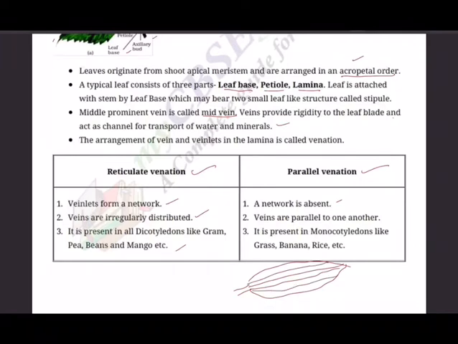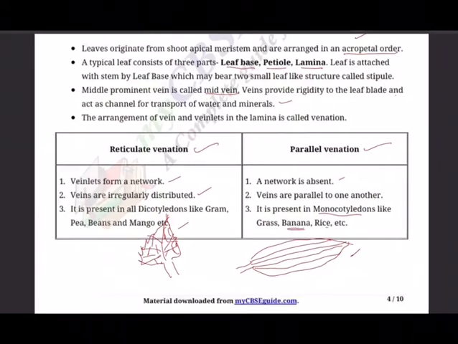Whereas here in reticulate, you must have observed a structure like this. This is the midvein, these are the lateral veins, and then there is a network of veins in between. That's why it's a network of veins, whereas this is parallel lines. You must observe this in monocots such as grass, banana, rice, of course you must have observed already.